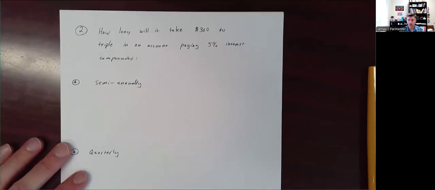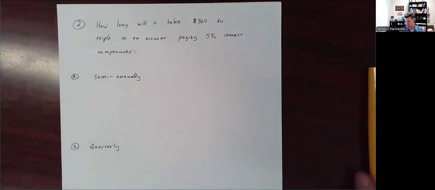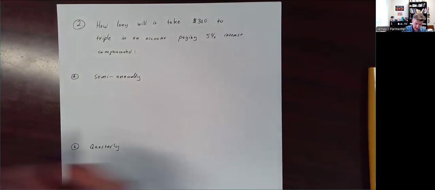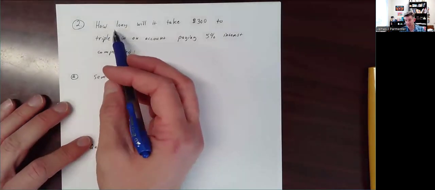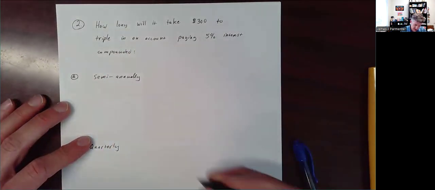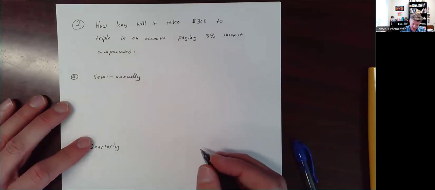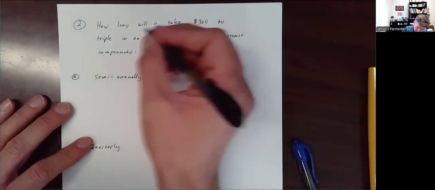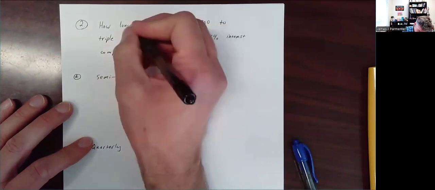Most of these questions are just about, like with the regular simple interest, taking all the pieces that we can plug into our formula and solving for the unknown quantity. So here the question is how long? So we're going to solve for time. Will it take $300 to triple in an account paying 5% interest compounded? And then we have different options here.